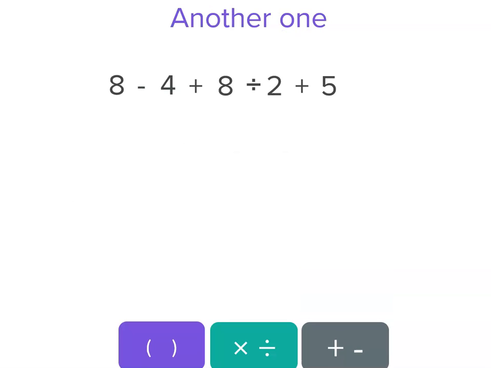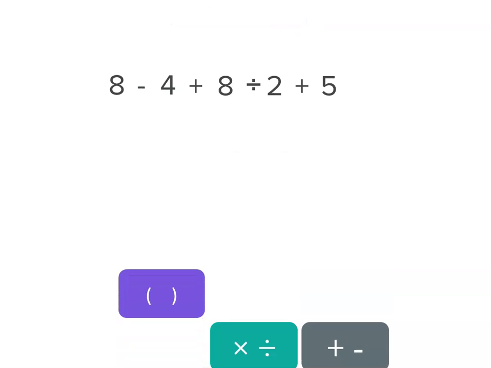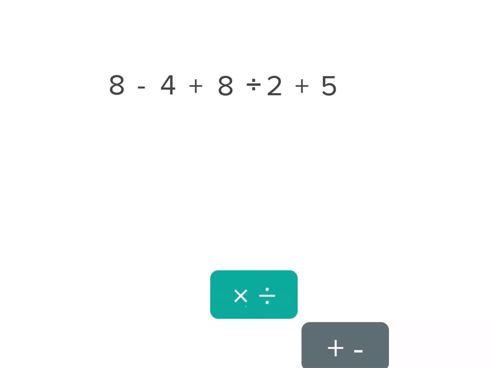Now here's another one. Now remember, brackets are first and we don't have any. So we can actually get rid of that because we don't need to worry about brackets. Then we're going to look for any multiplication or division. And we've actually got a division. So that part gets solved first. 8 divided by 2 equals 4. Now you could write that 4 above the 8 divided by 2 if that helped you. But I'm just writing it on the next line now.